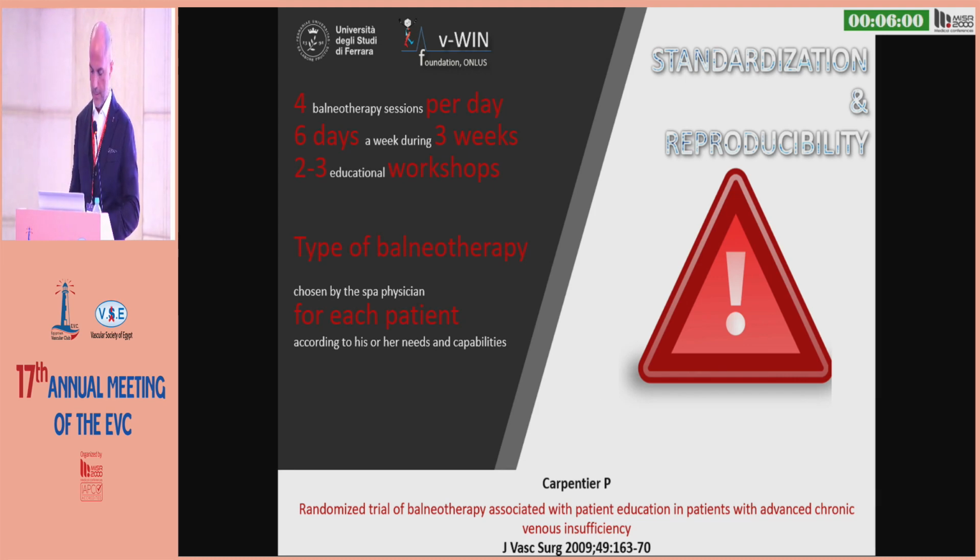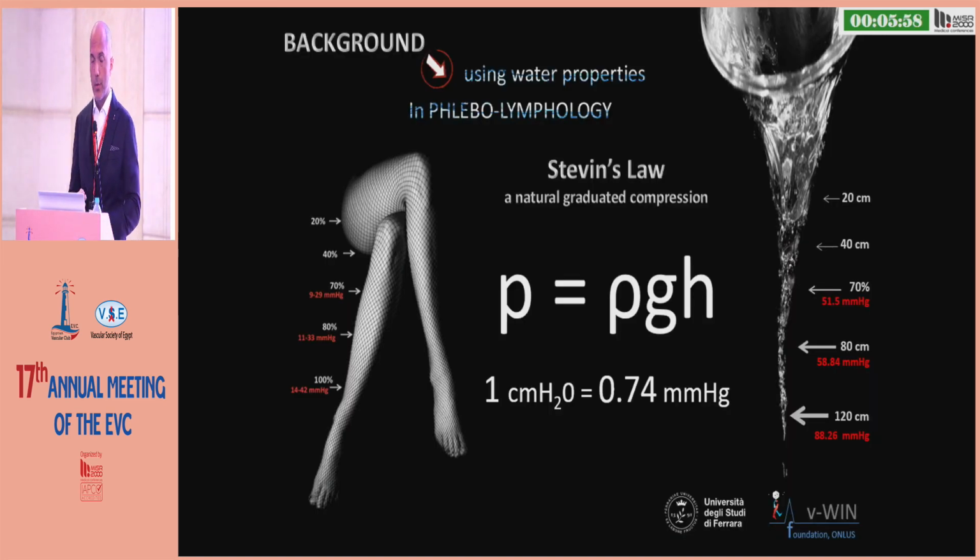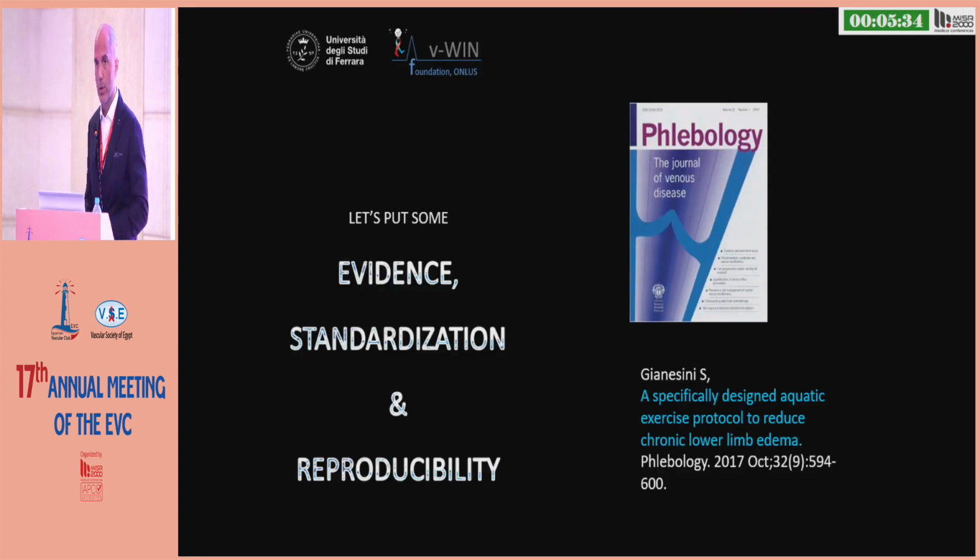so no standardization, no reproducibility, no science. The potentials, if you really think about that, are huge, because every single centimeter of water is 0.7 millimeter of mercury. This means that if I was now standing in a pool with the water up to my navel, I would have 0.7 multiplied 120 centimeter, more or less 80 millimeter mercury, which means 4 pairs of stockings at the same time, not even perceiving that, and we can discuss why we don't perceive that.